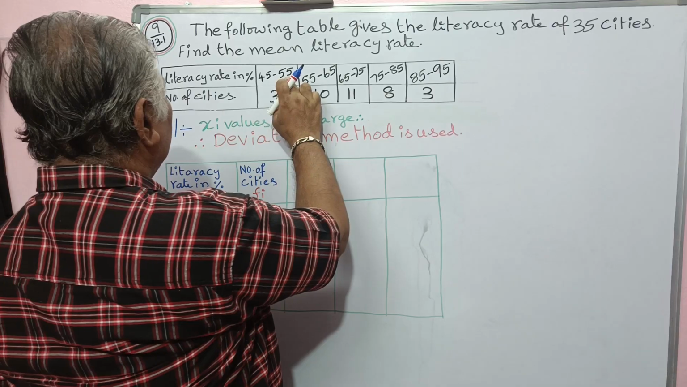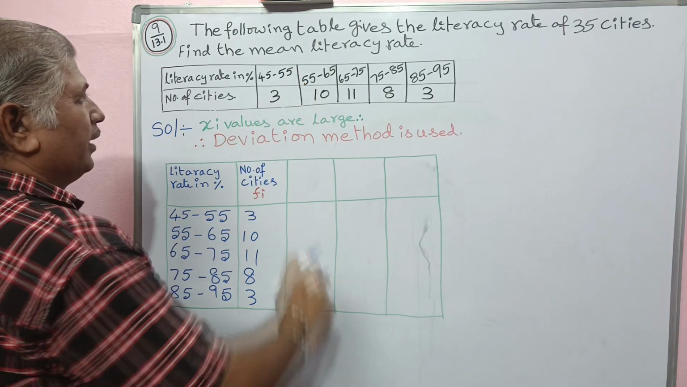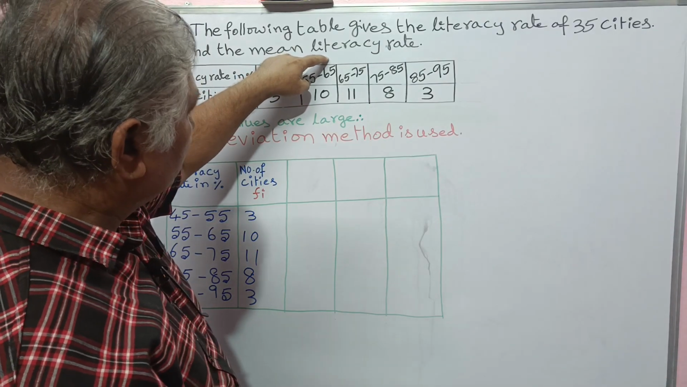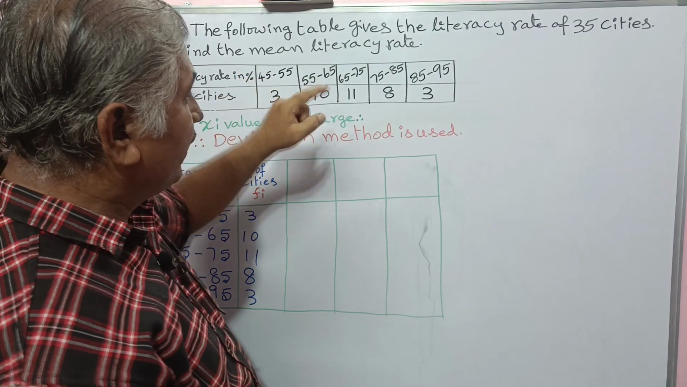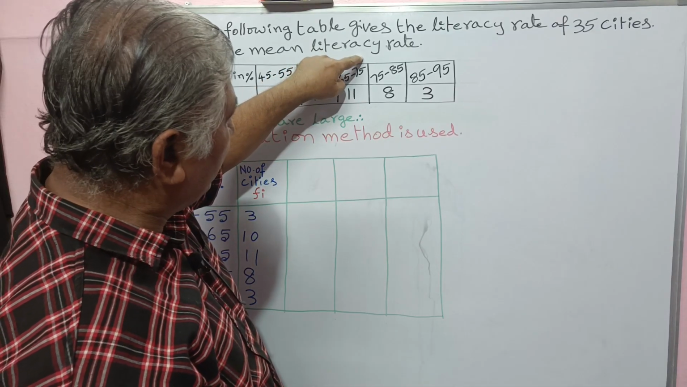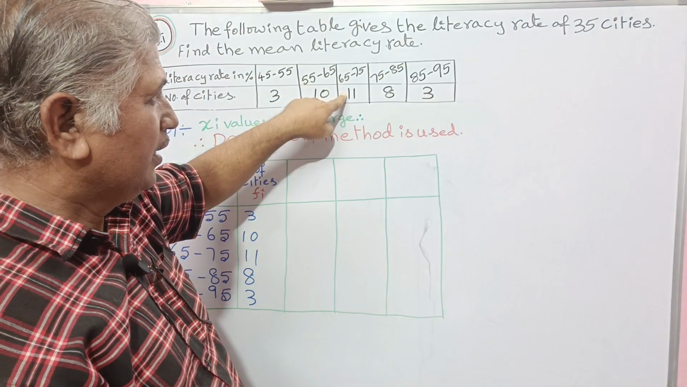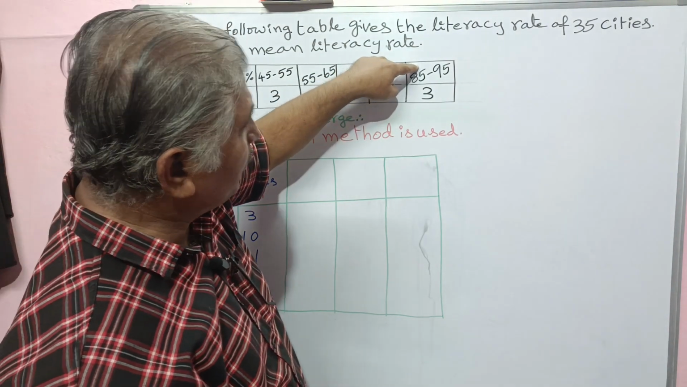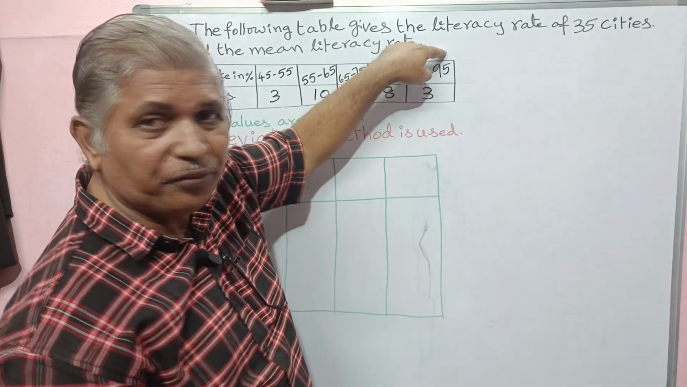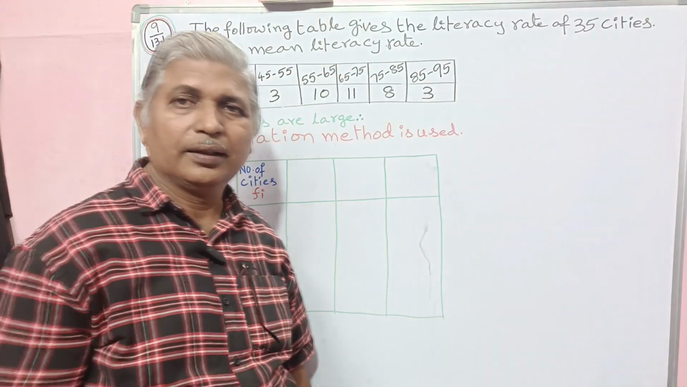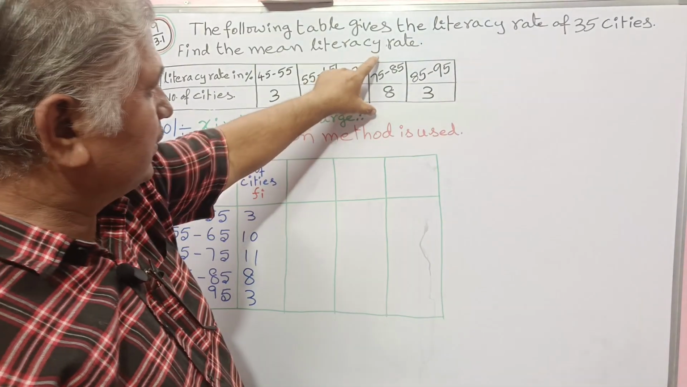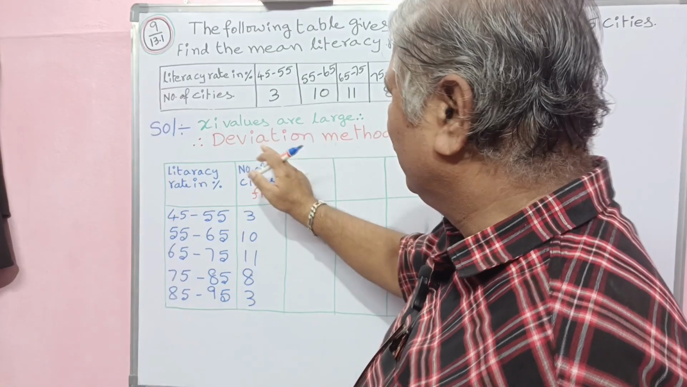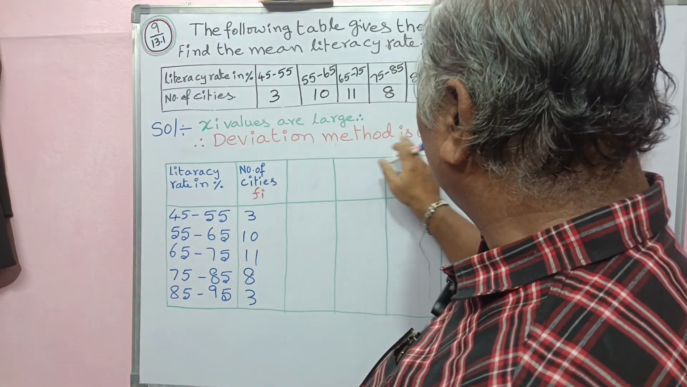See, literacy rate 45 to 55, 3 cities are there. Literacy rate 55 to 65, 10 cities are there. Literacy rate 65 to 75, 11 cities are there. And like this, 75 to 85, 8 cities, and 85 to 95, 3 cities. The data is like this. In this data, the Xi values are large, so we use the deviation method.